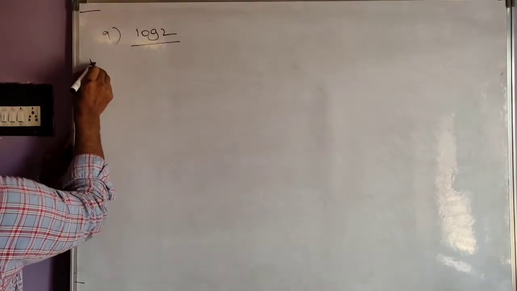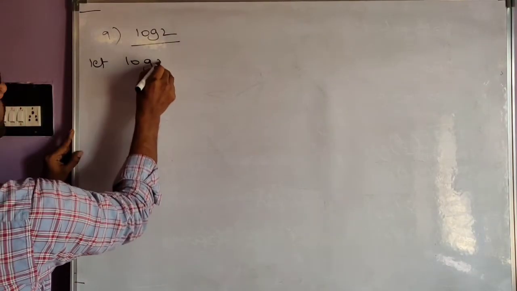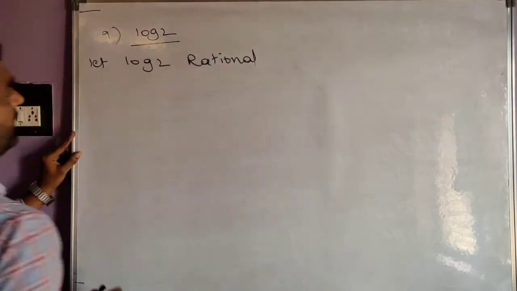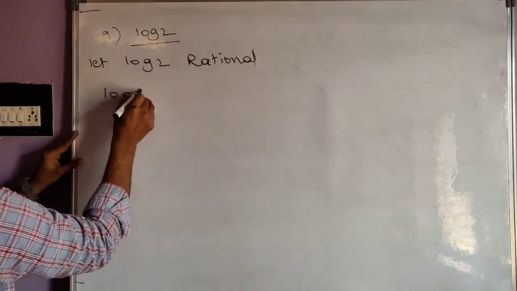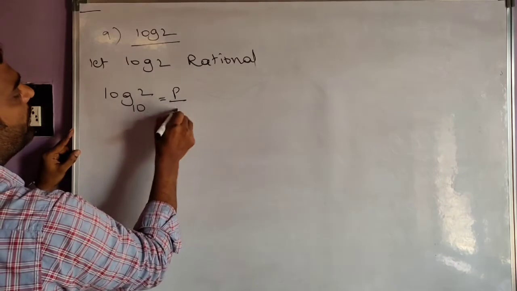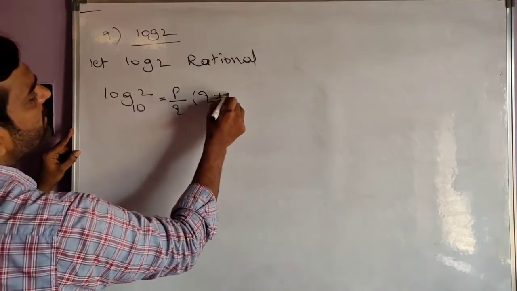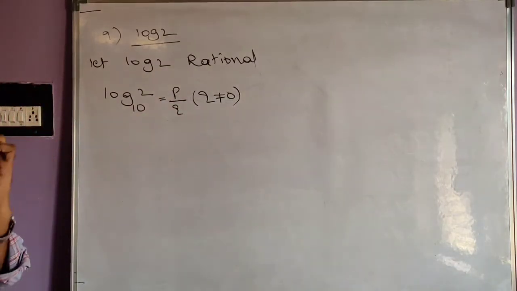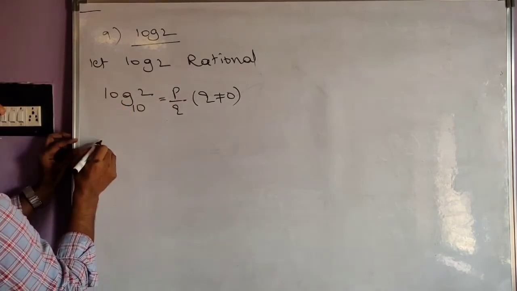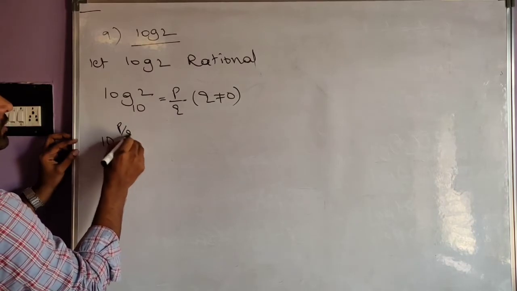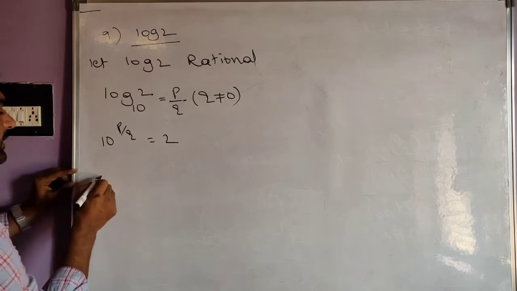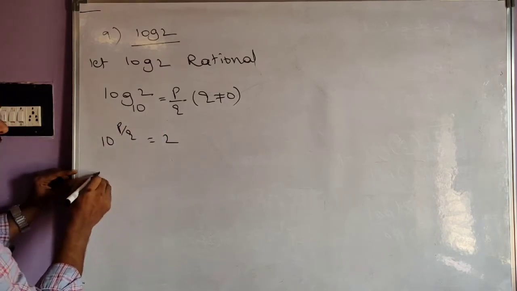Listen, take log 2 as rational. If log 2 is rational, log 2 to the base 10 can be written as p by q, and q is not equal to 0. Write in exponential form: 10 to the power of p by q is equal to 2. Then raise 10 to the power of p by q to the power q.